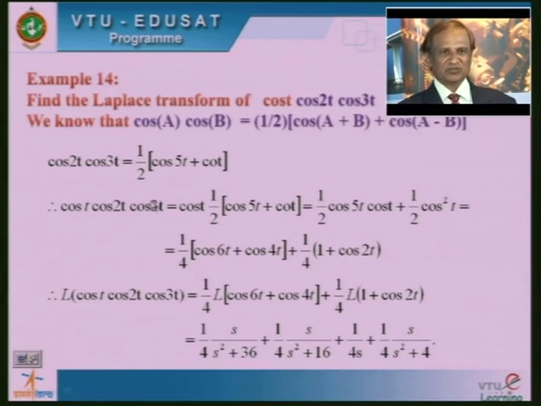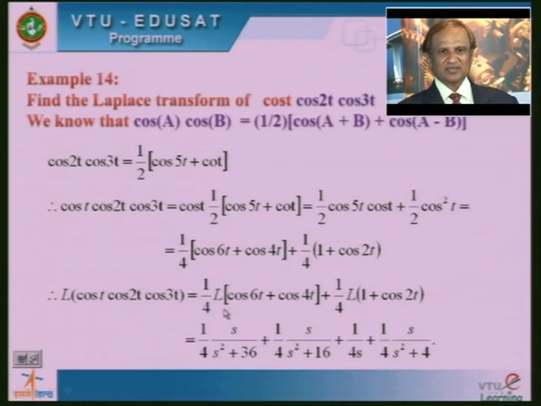Apply Laplace transform on both sides, or before that you can find out cos t into cos 2t cos 3t. So you can write down cos 2t cos 3t in the form of a sum of two terms. When you multiply one more function, again it becomes a product of two terms. Once again you want to apply the same formula, namely cos a cos b. Is it clear? So here you can write down, or you can apply L on both sides. So you will get 1 by 4 times of Laplace transform of cos 6t plus cos 4t plus 1 by 4 times of Laplace transform of 1 plus cos 2t, because you will get cos square t. No, cos square t can be written down in this form, 1 plus cos 2t by 2, right.